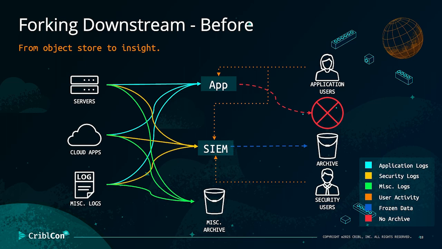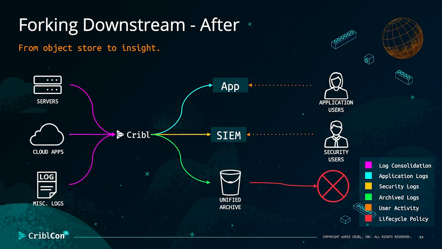So how do we rationalize that? As a lot of you have probably done, which is why you're here, you probably put Cribl in front of some of that. In this context, Cribl can really help to delineate where the traffic goes downstream. It can partition things into a unified archive, or it can fork them to multiple observability tools.